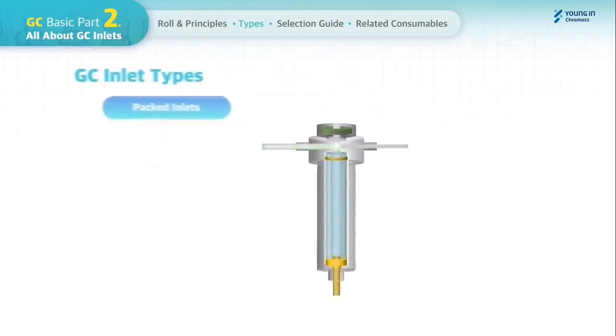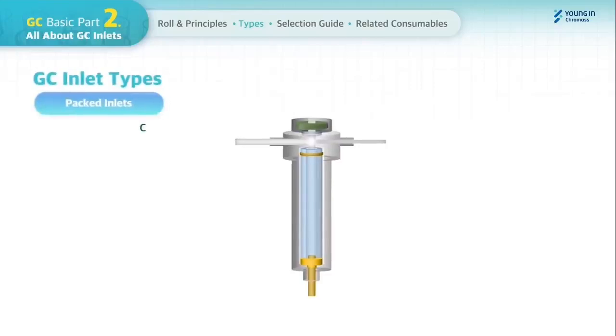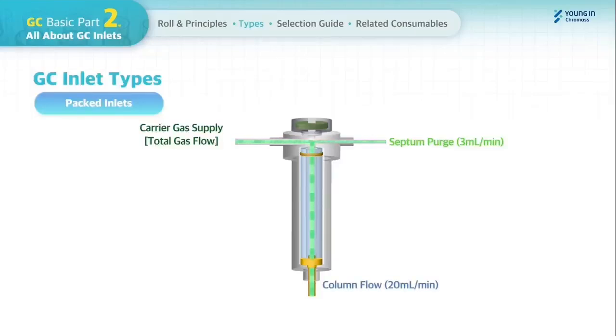Let's learn about the packed column inlet. Packed column inlet design is simple, because the entire carrier gas will enter the column after subtracting the septum purge flow. For example, if the column flow is set to 20 milliliters per minute, the total will be 23 milliliters per minute. After gas flow stabilization, the sample will be introduced to the inlet liner and the entire sample will be loaded into the column.